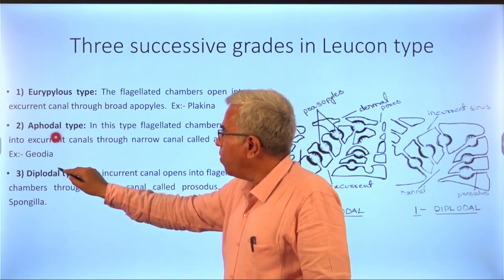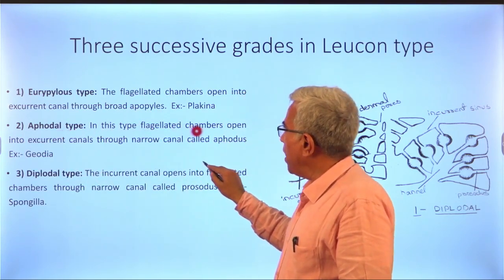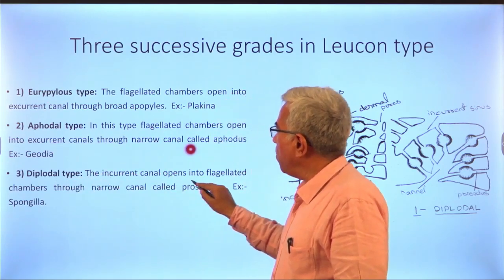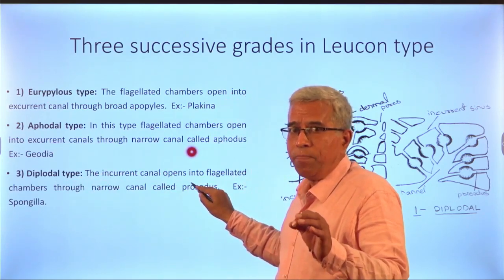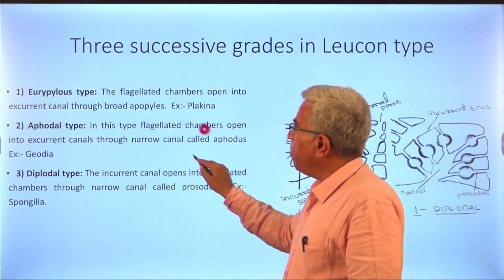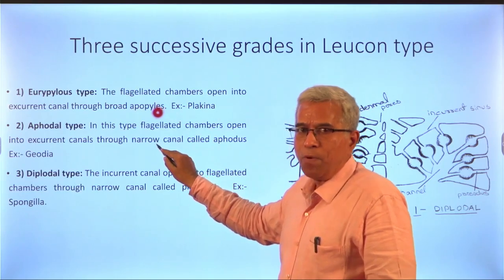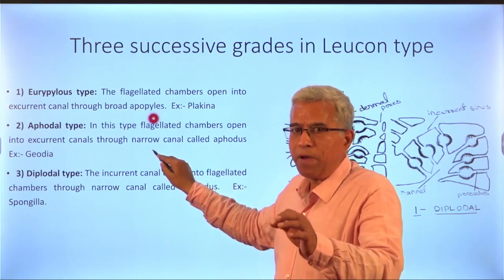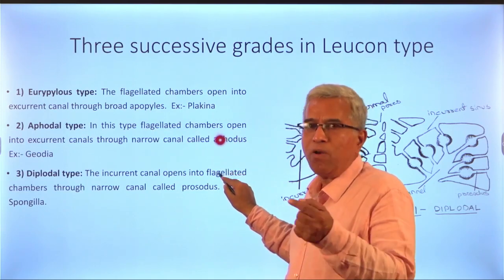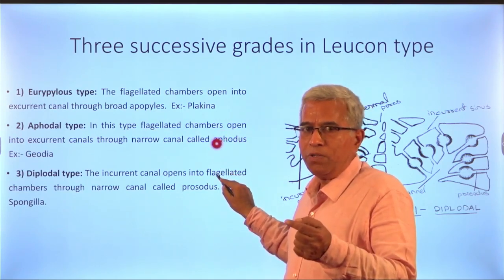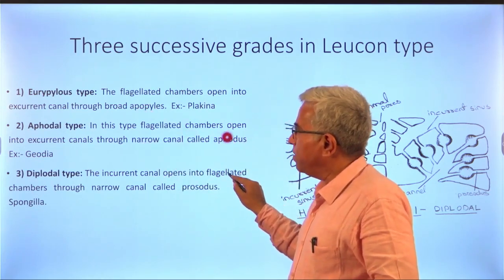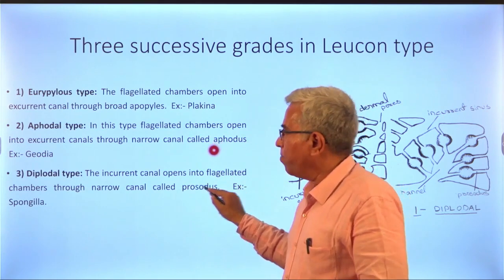And coming to apodal type, in this type, flagellated chambers open into excurrent canals through a narrow canal, not a narrow pore, a narrow canal, and this canal is called apodus. Apopile is the pore, apopile is the hole, apopile is the perforation, whereas apodus is nothing but a narrow canal. I hope you understood the difference. Apopile is the pore, whereas apodus is nothing but the narrow channel.